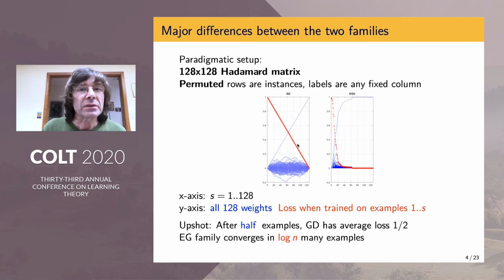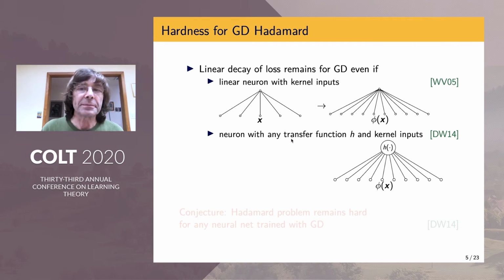There's a lower bound for the gradient descent updates that matches this behavior. And the lower bound says that even if you expand the instances with an arbitrary phi map, then on the average, the linear lower bound remains. It even remains if you have a sigmoid here or a transfer function here, okay? But the bounds are slightly weaker.